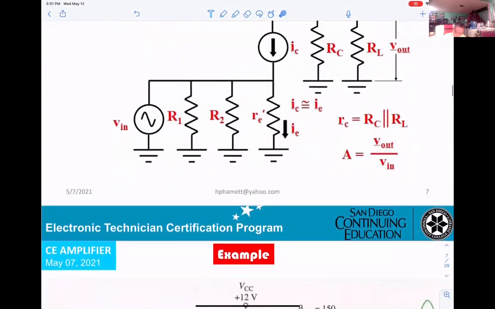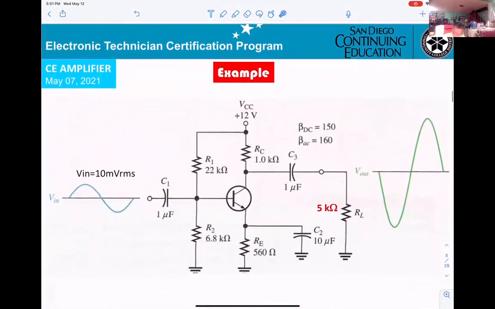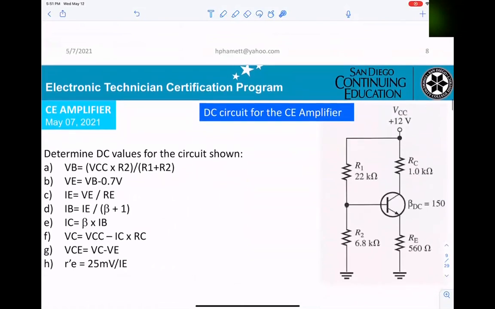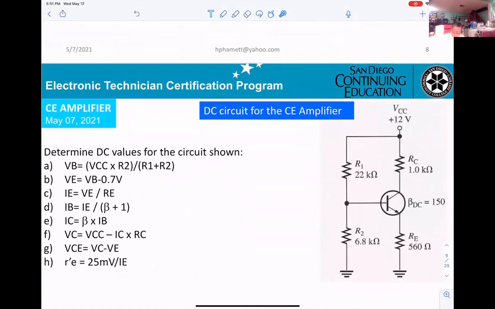I don't think so. We'll see where we do calculation. Okay, thank you. On this circuitry here, we already did it before. That means at least the minimum you should be able to do without looking into anything else. They will ask you to calculate the VB right here, VE right here, current IE, current IB, current IC, and VC, then VCE. That means everything here you must know how to calculate right away.